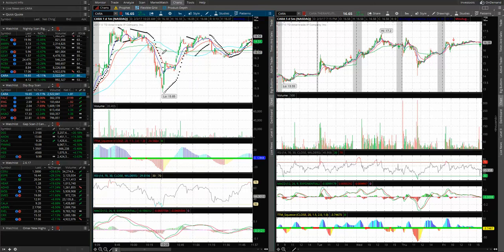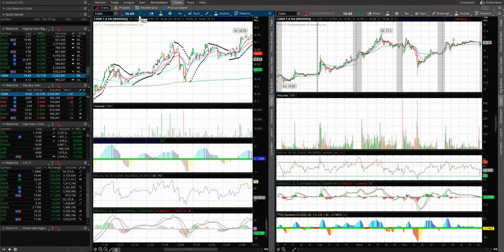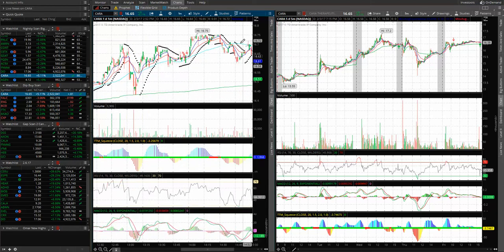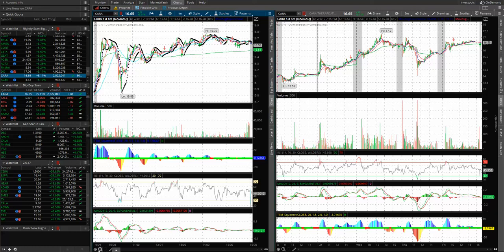This stock is super volatile. I mean, it's great to trade. If you got a sizable account, you can make a lot of money trading this. You can just look at this chart, this stock all day, and just trade it, back and forth. To be quite honest with you, it's just been ripping.